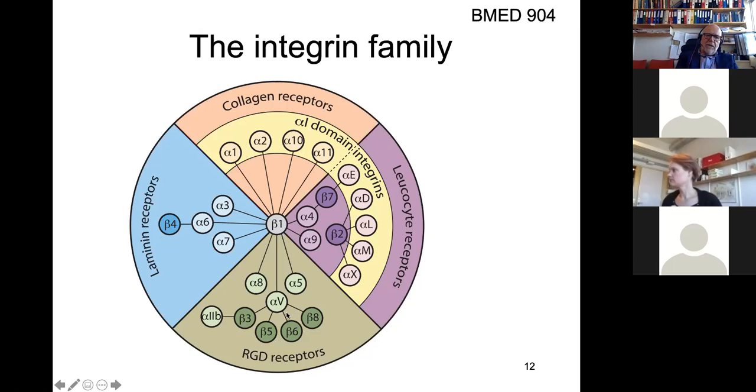And some integrins, like the alpha V integrin, can bind to multiple beta subunits, not just two. It can bind to beta 1, beta 3, beta 5, beta 6, and beta 8. So there are different ways to divide integrins into subfamilies. Here is according to ligand. So we have collagen binding, laminin binding, RGD binding, and then a subset of integrins that are almost exclusively found on leukocytes.